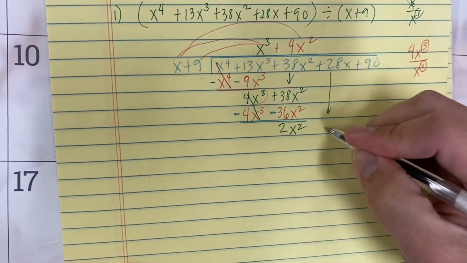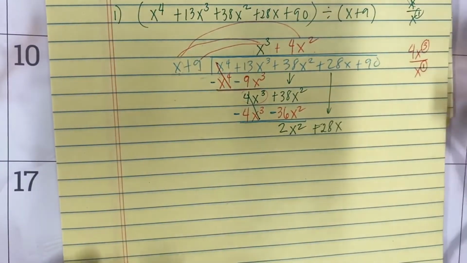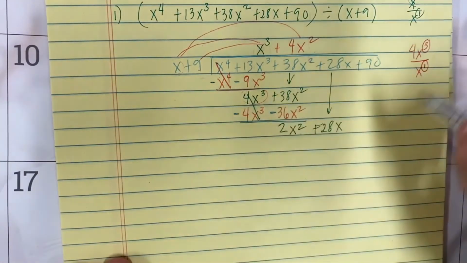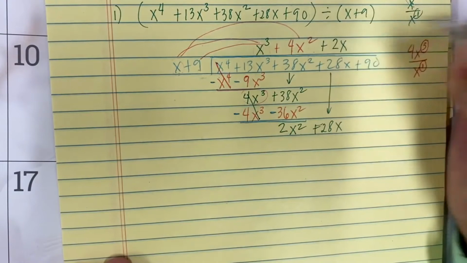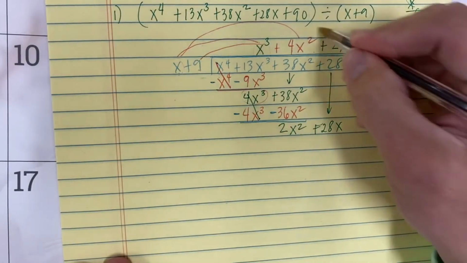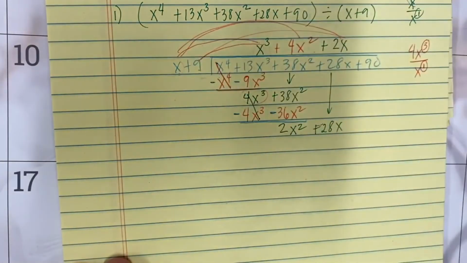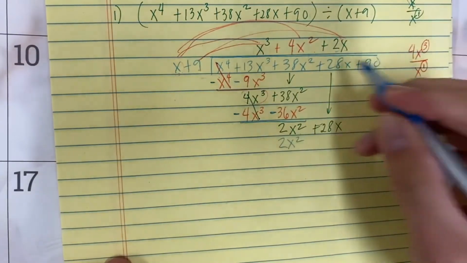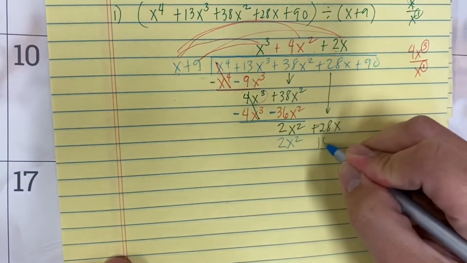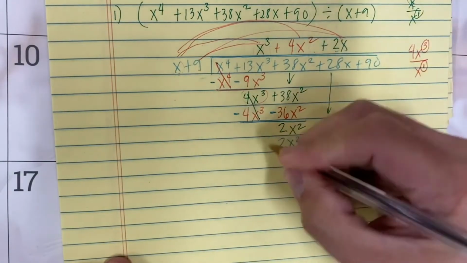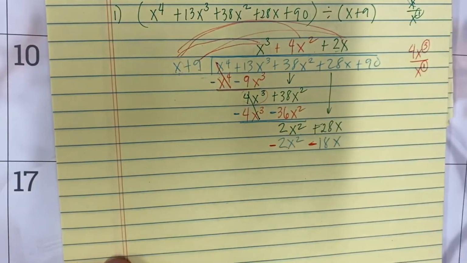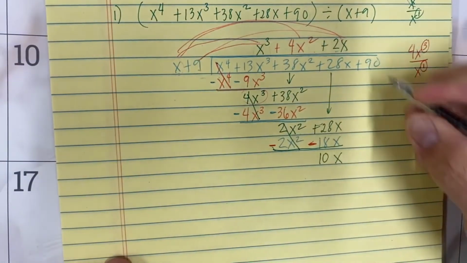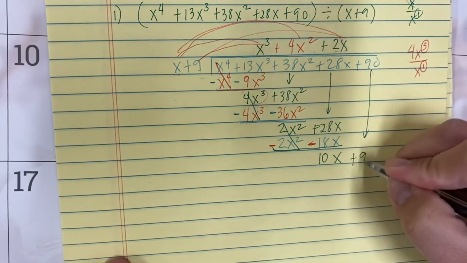Drop the 28x, positive 28x. And again, repeat the process. 2x squared divided by x will give me positive 2x. Distribute the 2x there and there. 2x times x is positive 2x squared. 2x times 9 is 18x. Flip their signs. This will be negative, that will be negative, and this will cancel. Drop the 10x and drop the 90.